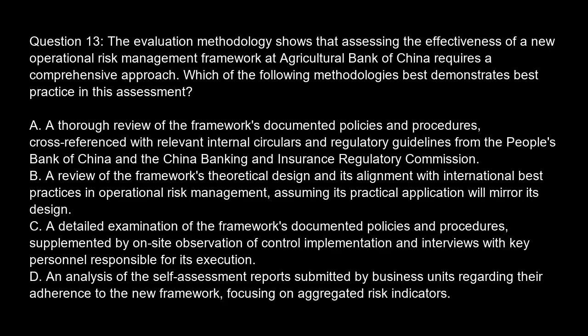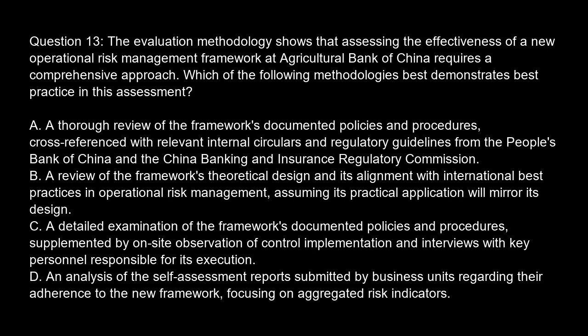Question 13. The evaluation methodology shows that assessing the effectiveness of a new operational risk management framework at Agricultural Bank of China requires a comprehensive approach. Which of the following methodologies best demonstrates best practice in this assessment?